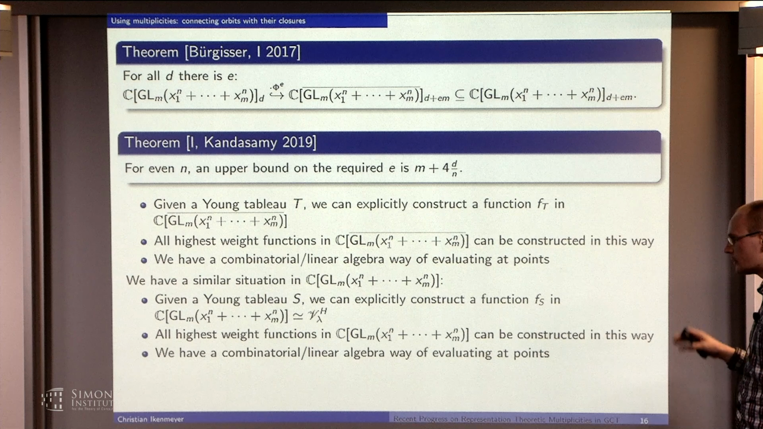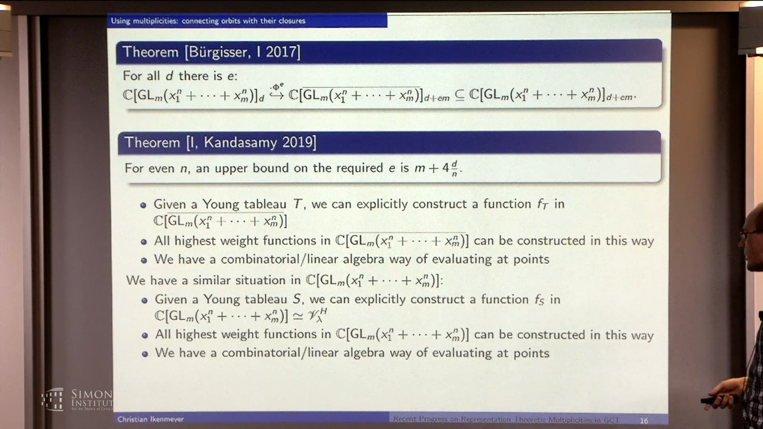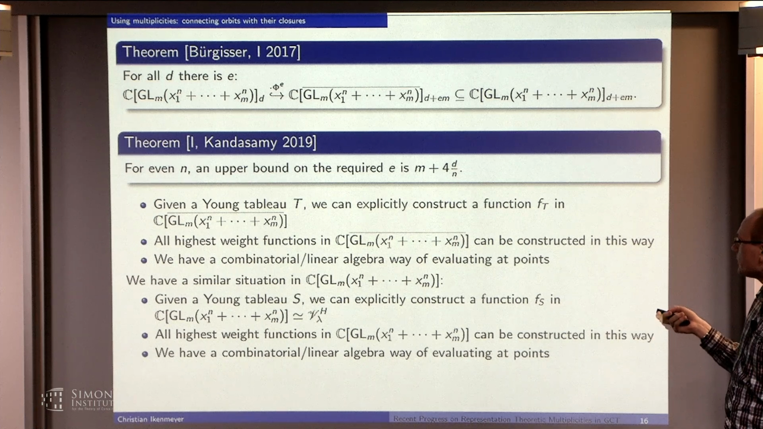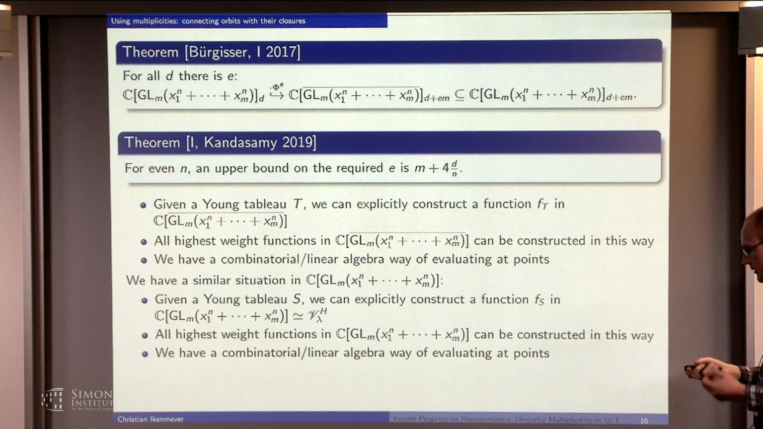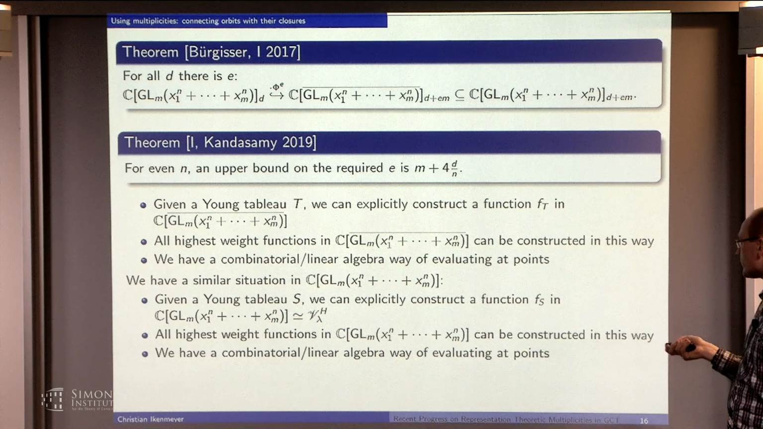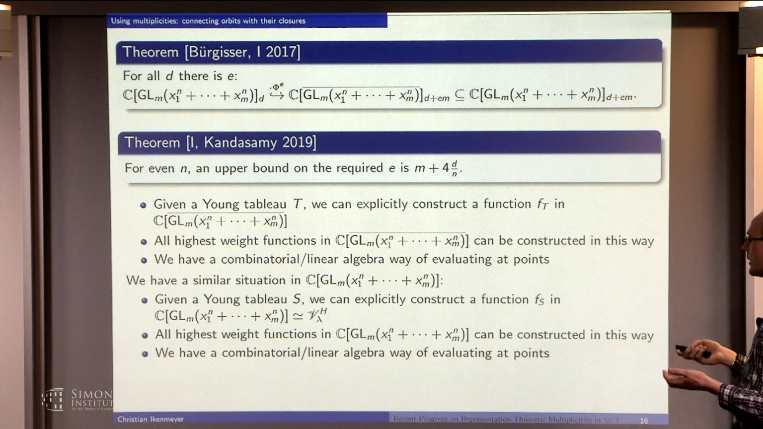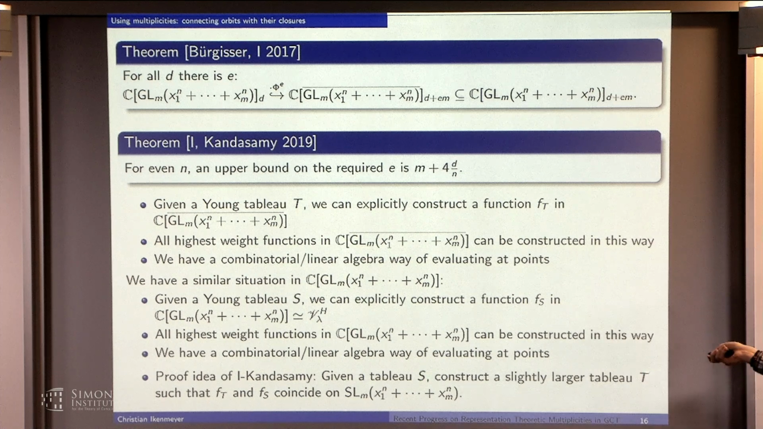And we also have a similar, not exactly the same, but similar combinatorial linear algebra way of evaluating at points. This holds not only for this specific point of the power sum, but in higher generality. But for the power sum, these two ways of evaluating at points are very close to each other. They seem almost the same. And therefore, we can take a tableau S and construct from it a slightly larger tableau T, such that these two functions coincide on the whole SL orbit.